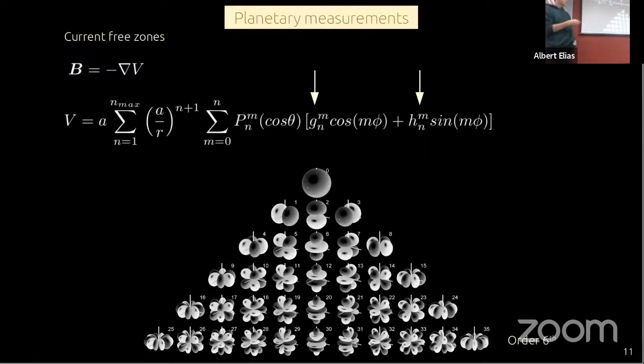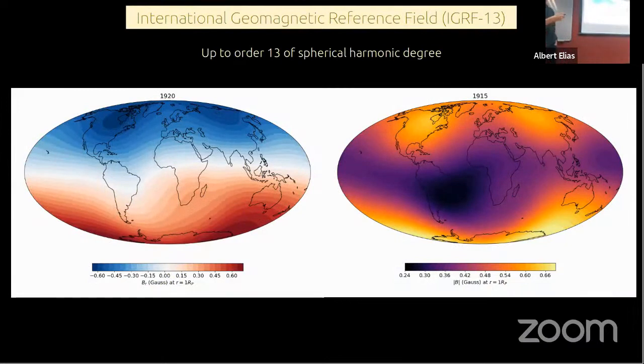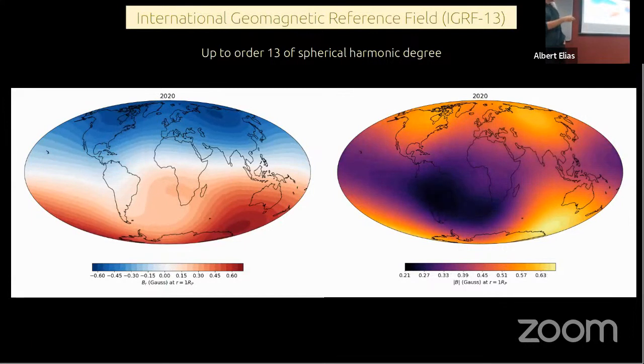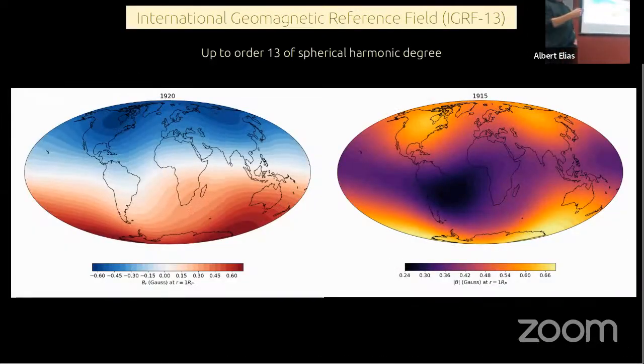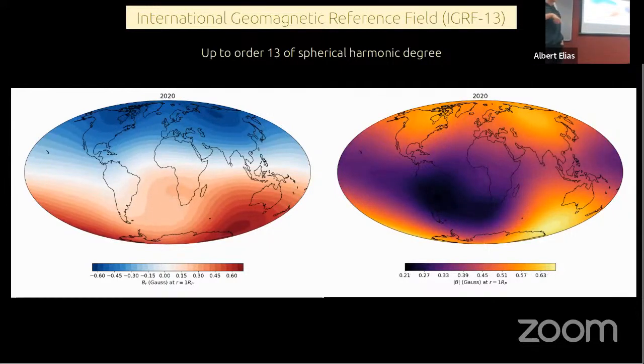For example, for the Earth you have the International Geomagnetic Reference Field, for which they publish every 5 years a whole set of constants describing how the magnetic field changes. And you can see that the magnetic field is changing a bit. I can put it back again. It dates back to the 1900s. This is the radial field: blue means the radial field is going in, red means it's going out. And this is the modulus of the magnetic field.